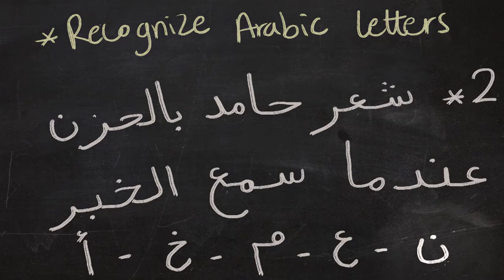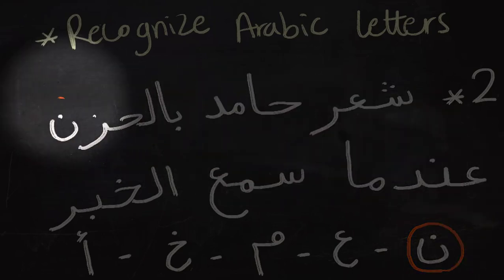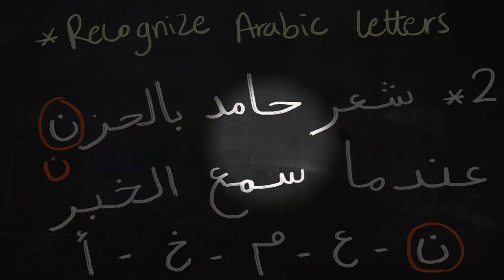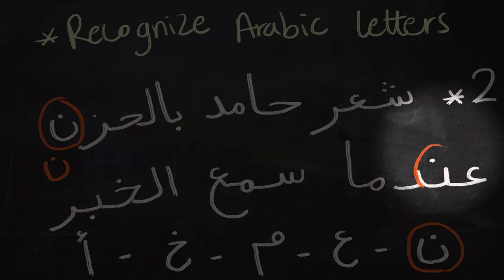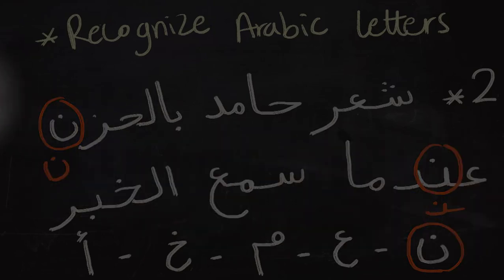So the answers are, we're going to start with Nun. We're going to give it the orange color. Nun is found 2 times, found at the end here and is found in the middle of the word عندما. As you can see, that is also nun.